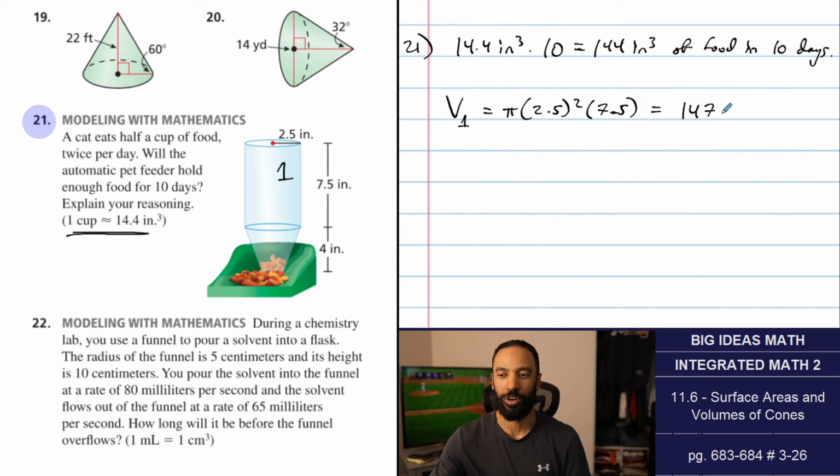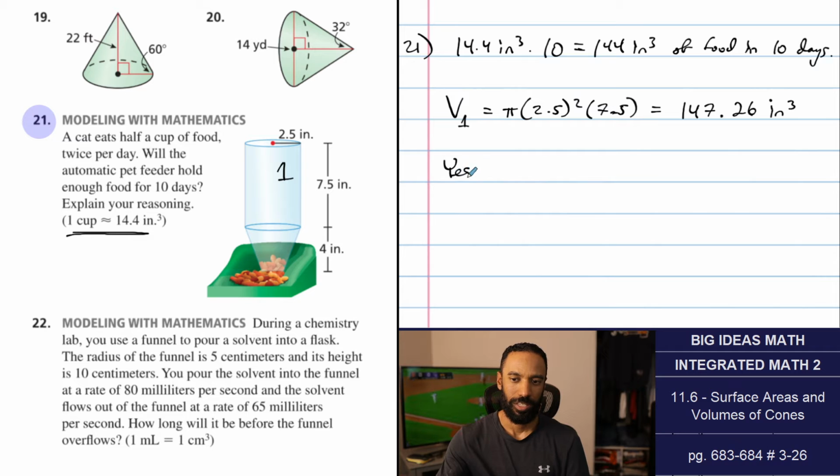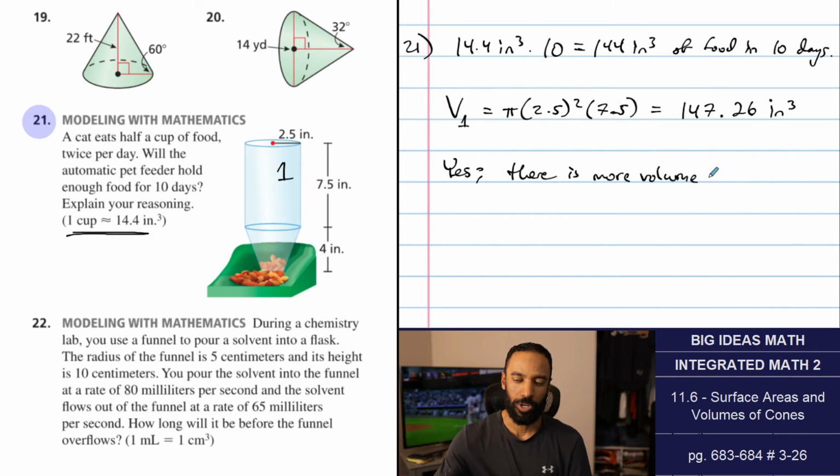Oh, I'm sorry. 144 was the number we were comparing to. I thought we were comparing to something else. 147.26 cubic inches there. It's already exceeded it in just the cylindrical portion. So yes, there is more volume. Should have typed this. There's more volume in the cylindrical portion alone than is needed.